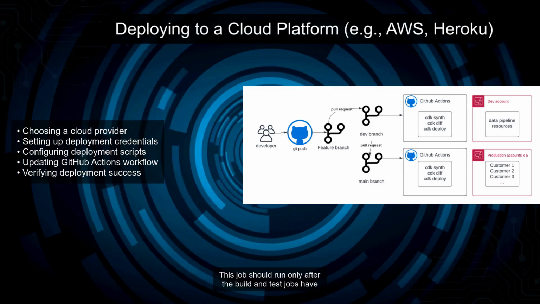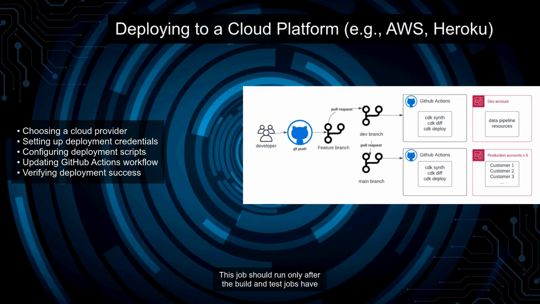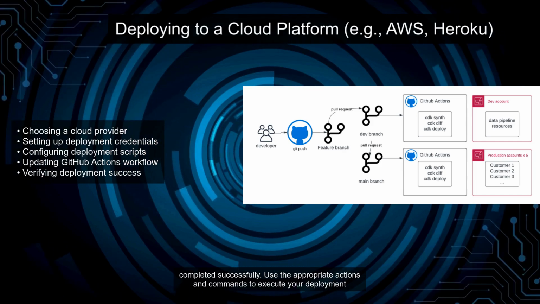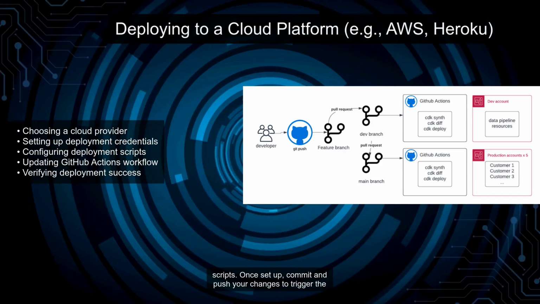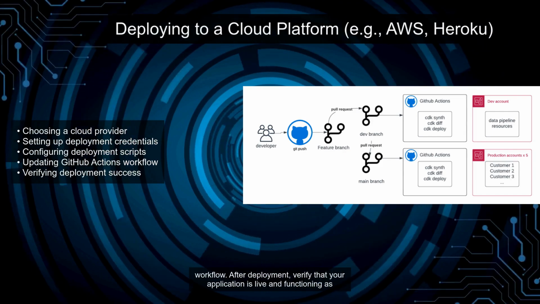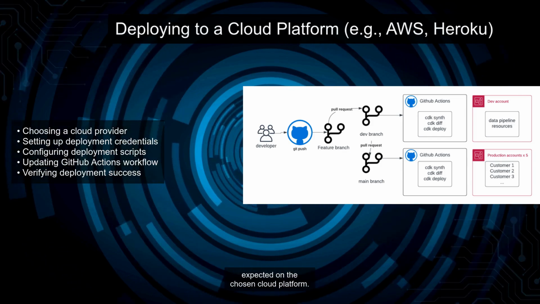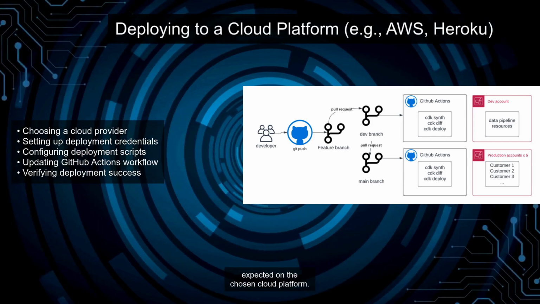Update your GitHub Actions workflow to include a deploy job. This job should run only after the build and test jobs have completed successfully. Use the appropriate actions and commands to execute your deployment scripts. Once set up, commit and push your changes to trigger the workflow. After deployment, verify that your application is live and functioning as expected on the chosen cloud platform.